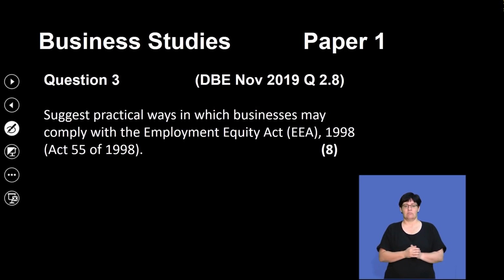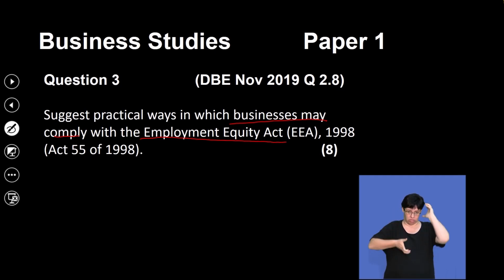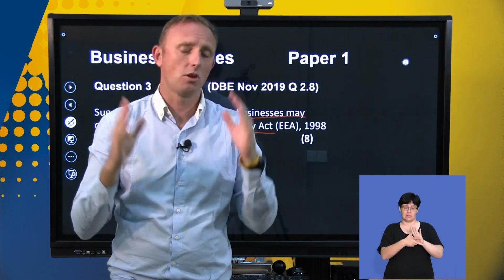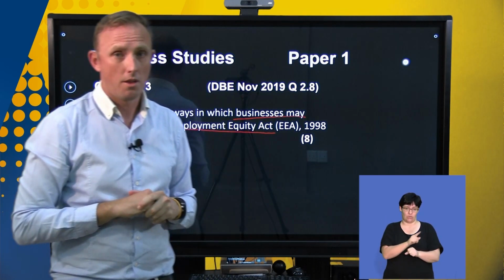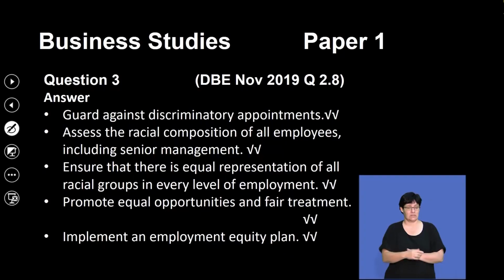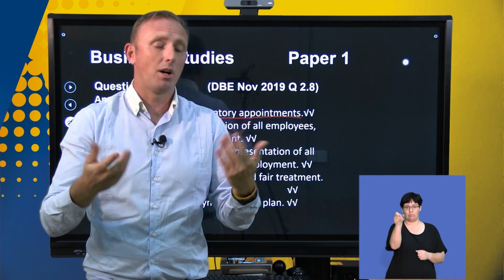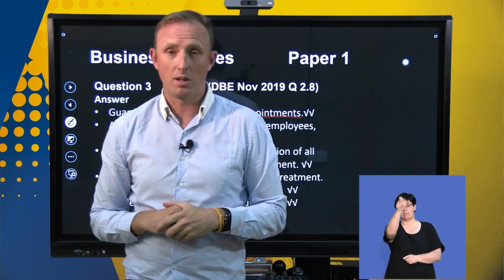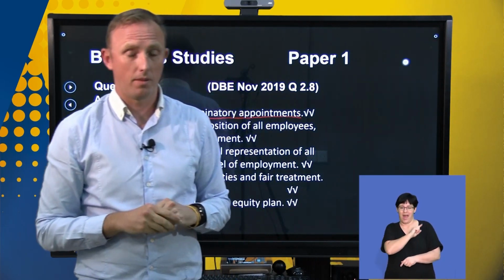All right, let's move on to our next question. Suggest practical ways in which a business may comply with the Employment Equity Act. This is an act that a lot of people get confused with the Broad-Based Black Economic Empowerment Act, as well as the Labour Relations Act. So you want to make sure you have a very good understanding of the difference between the three acts. Let's look at the answer here. Firstly, you have to guard against any discriminatory appointments. So you cannot employ someone because you've discriminated against someone else, no matter what the grounds are.